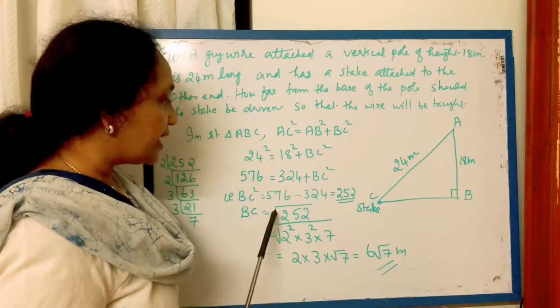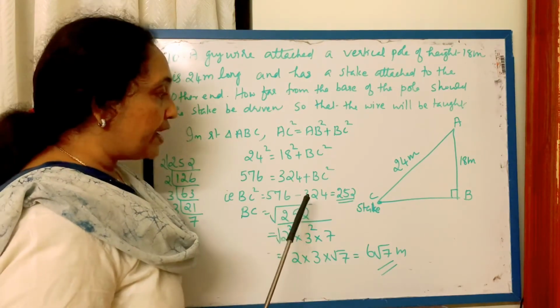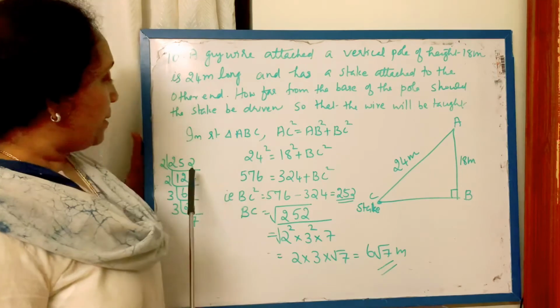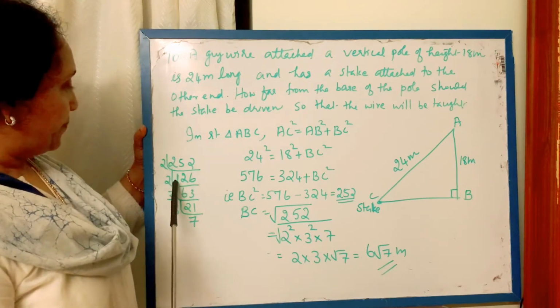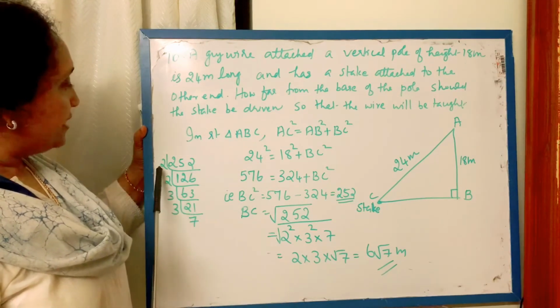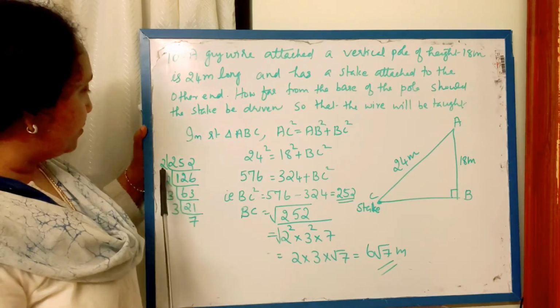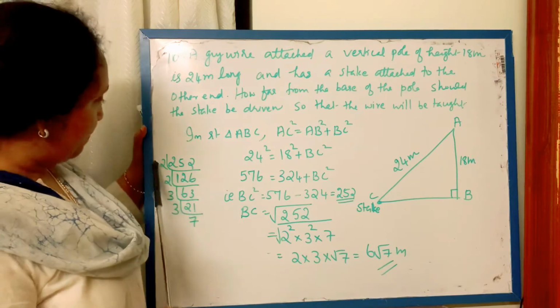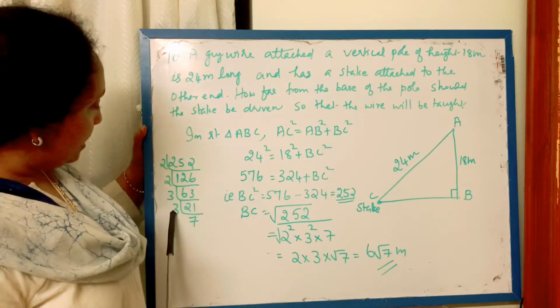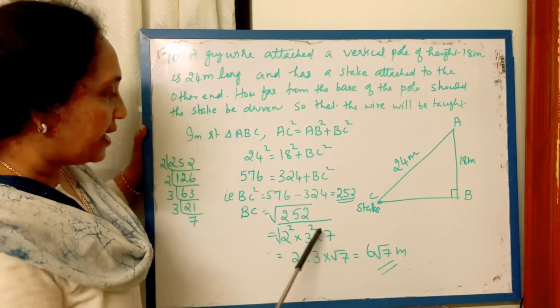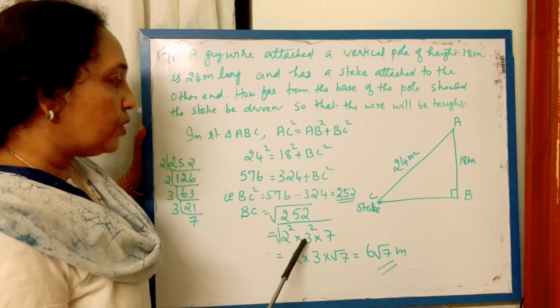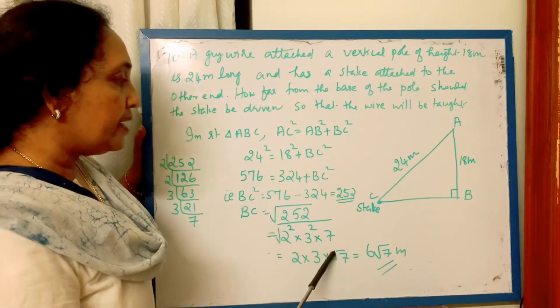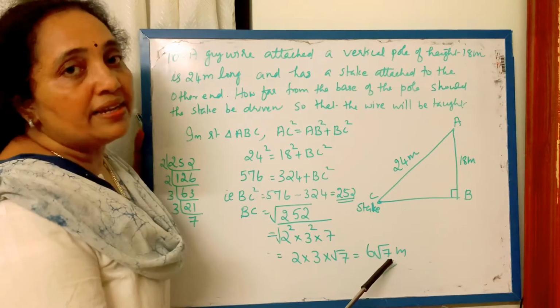That means BC is equal to root of 252. Then find out the root of 252 by prime factorization method. Look here. Then you will get, that is 252 is equal to 2 into 2 into 3 into 3 into 7. That means 2 square into 3 square into 7. Okay. Root of 2 square is 2, root of 3 square is 3, and then root 7. That means 6 root 7 meter.